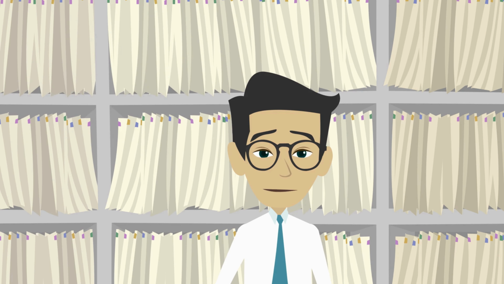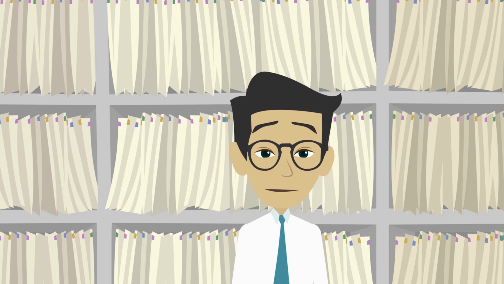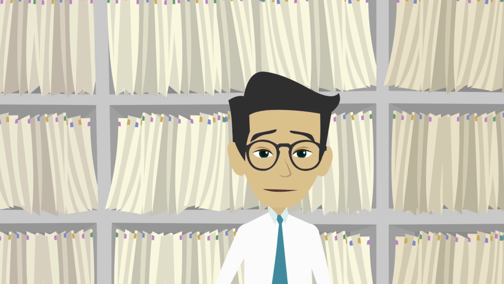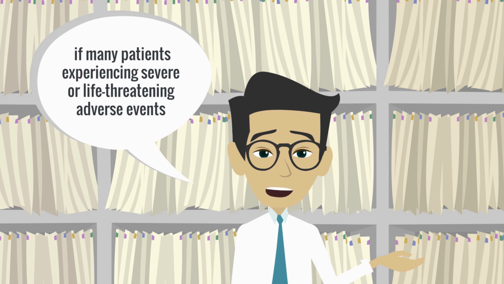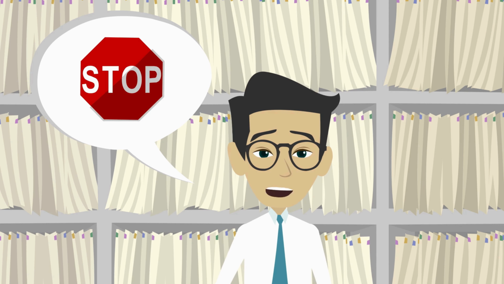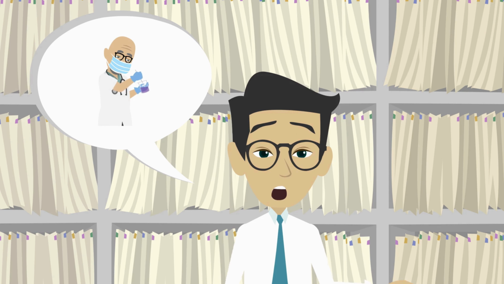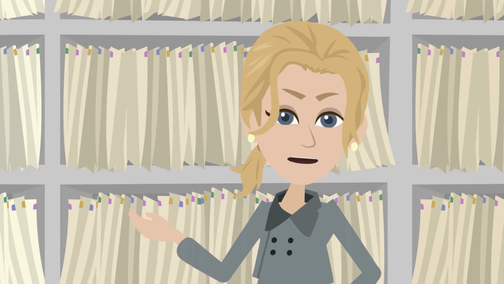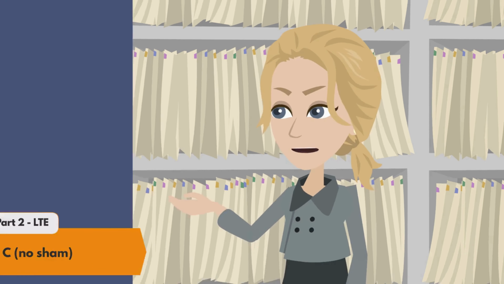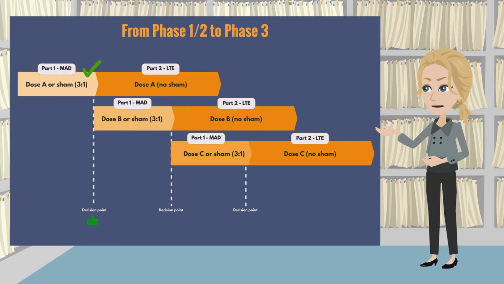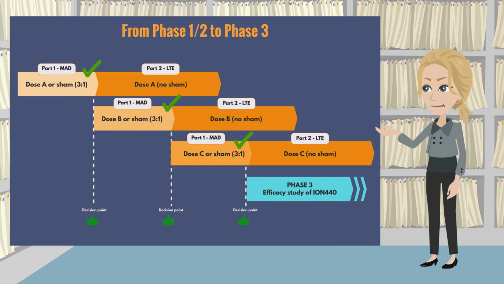If the safety of patients during Phase 1-2 of the ATTUNE study is not established, meaning if there are a significant number of patients experiencing severe or life-threatening adverse events that are difficult to manage, the study may be stopped, and further research might be conducted to improve the drug. On the other hand, if the drug is well tolerated and safe after analysis of the results from all patients enrolled in Part 1 of the ATTUNE study, Ionis may decide to proceed with ION 440 to the next phase, Phase 3, where Ionis could formally evaluate the efficacy of the test drug.